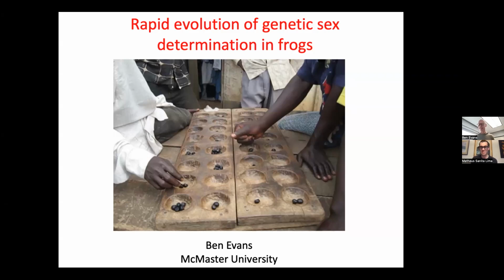Hey, thank you, Matthias. So my name's Ben Evans. I'm a professor at McMaster University in the biology department. I'm interested in evolutionary genetics and genomics. And I've been studying primates, but also frogs. And I'm going to talk today about sex determination in frogs, and in particular, rapid evolution of genetic sex determination.